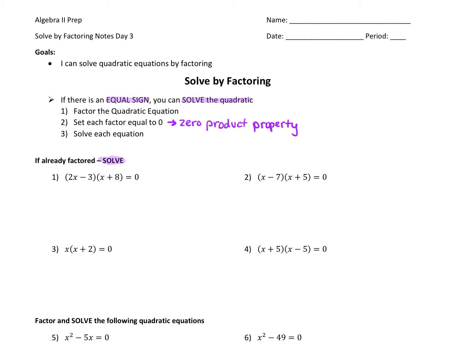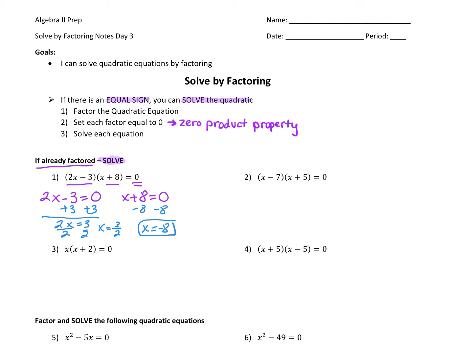So in number 1, these are already factored for us, so we've already done step 1. Step 2 now is we're going to set each of these factors equal to 0. So I'm going to set 2x minus 3 equal to 0, and x plus 8 equal to 0. Now I'm going to do step 3, and I'm going to solve each of these equations. So I would add 3, then I would divide by 2, and so x would be 3 halves. I would minus 8, and then x would be negative 8. So my two solutions would be 3 halves and negative 8.